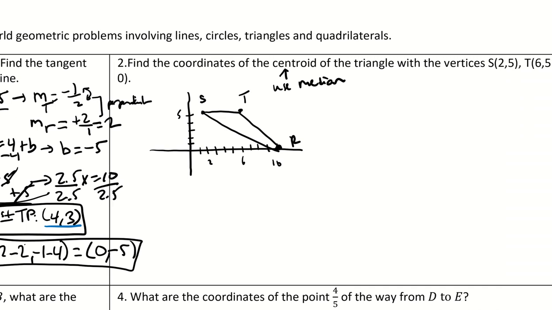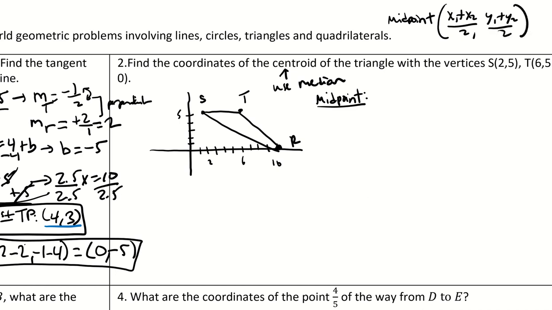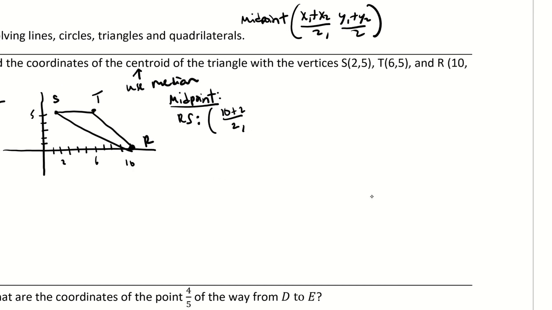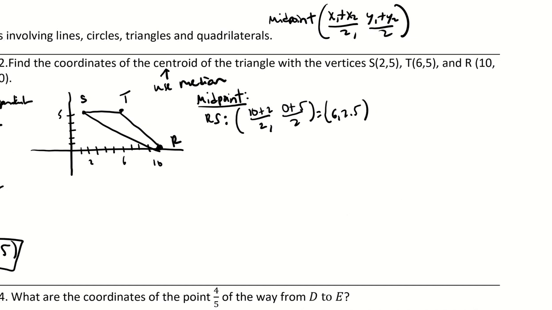All right, so let's go ahead and do the midpoint then. The midpoint is the middle, right? So the midpoint formula, I'll write over here just in case you forget it: x1 plus x2 divided by 2, y1 plus y2 divided by 2. All right, so let's do the midpoint for RS. For RS, the coordinates for R: 10 plus 2, add the x's together, divide by 2. Add the y's together, the y coordinate for R is 0, so 0 plus 5 divided by 2. By doing that, you get 12 divided by 2, which is 6, and then 5 divided by 2, which is 2.5.